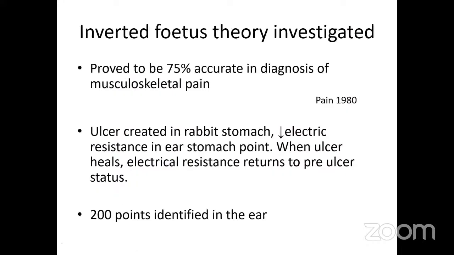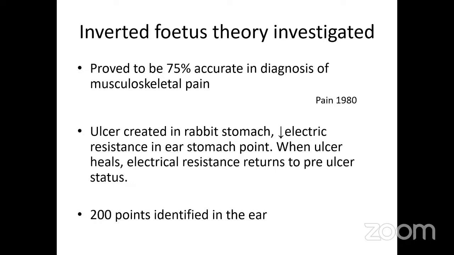So this theory has been further investigated more recently, and one of the first documentations dates to the 1980s. It was documented that this theory is actually true for about 75% of musculoskeletal pain. That means for every backache, there is a specific point in the ear which becomes tender. So that becomes a backache point. For every knee ache, there is a specific point in the ear that becomes tender. That is the knee point. And it also corresponds to those areas of the inverted fetus.